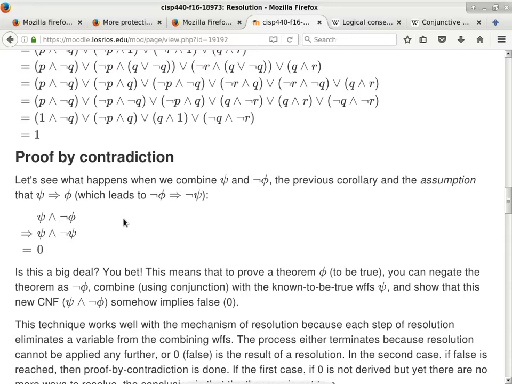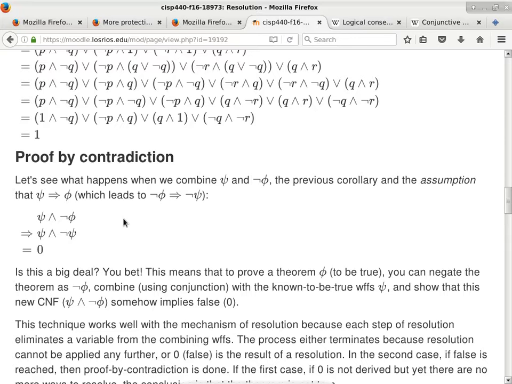So I'm saying that if phi is really a theorem, then we know that psi, which is a CNF of everything that we know to be true, should imply phi. And that's the nature of a theorem, it follows, it is a consequence of everything else that we know to be true. Is that okay? So far? So good? Okay.